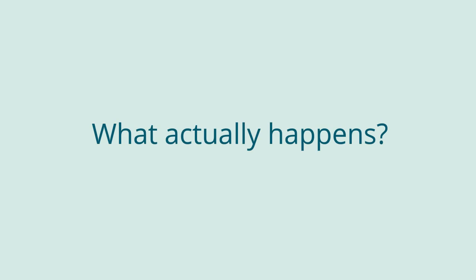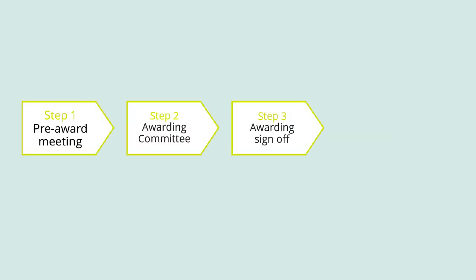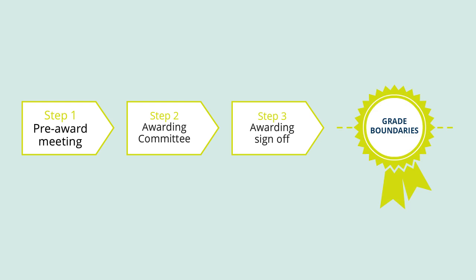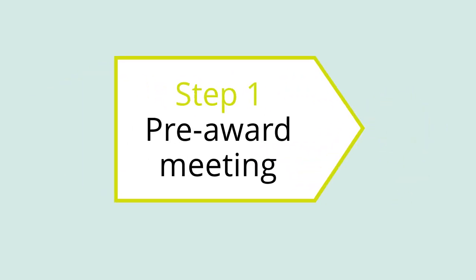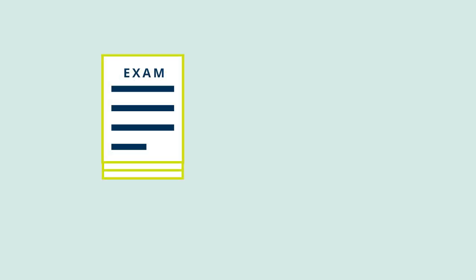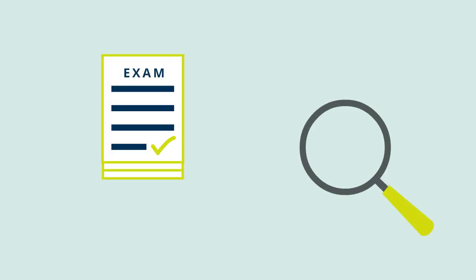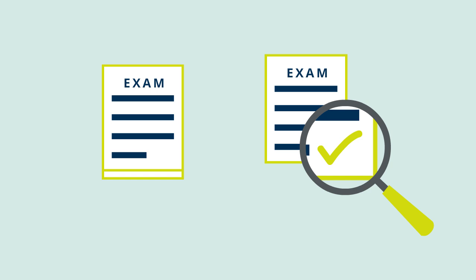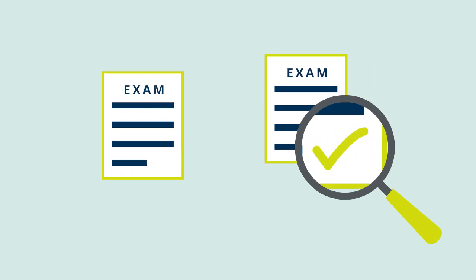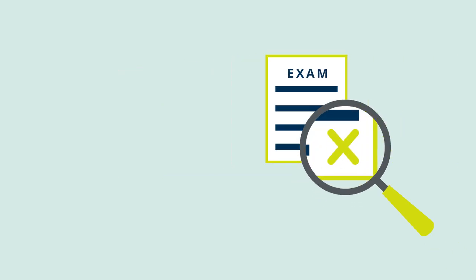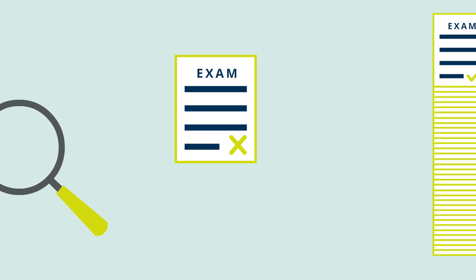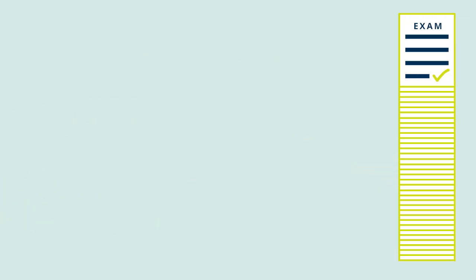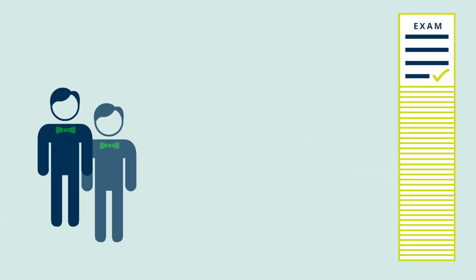What actually happens? There are 3 main steps in the process. Step 1. The pre-award meeting. Before the pre-award meeting, all marking is completed with rigorous quality checks in place to ensure that each mark has been awarded consistently and all marks are in the system, which provides robust statistical evidence about all the students who sat the exams, and principal examiners tell us where they think the grade boundaries should fall.